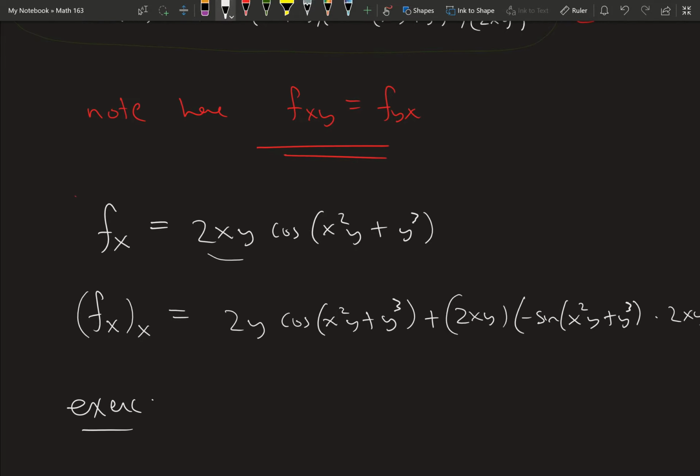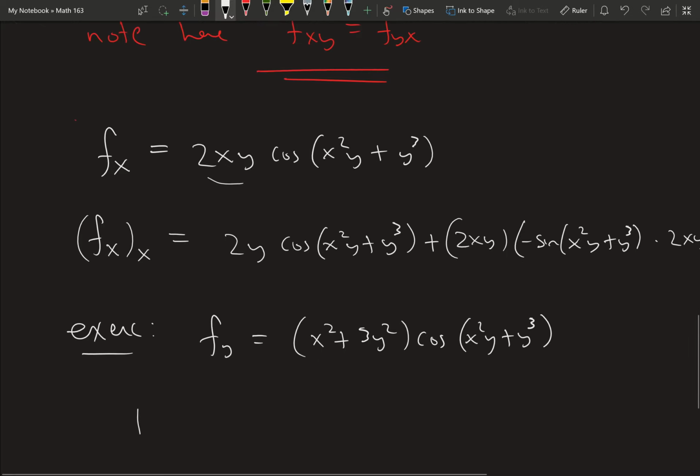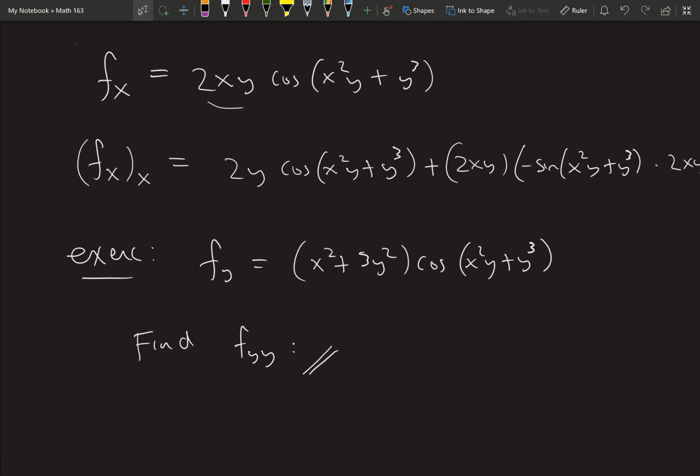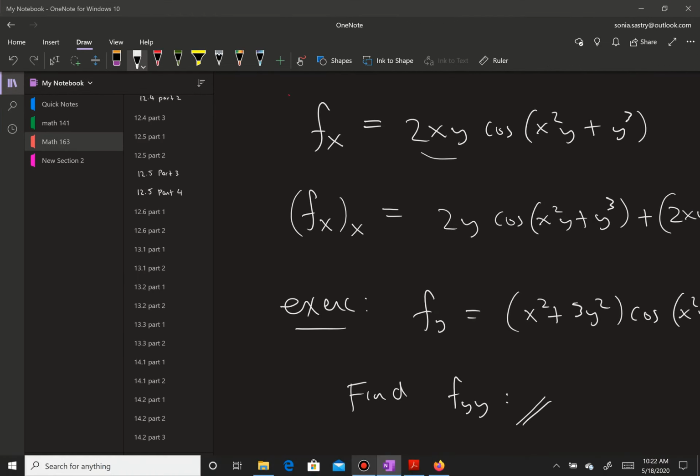So exercise: given that f sub y was x squared plus 3y squared times cosine of x squared y plus y cubed, find f_yy. Okay, we're going to stop here. We will continue next time with this particular exercise.